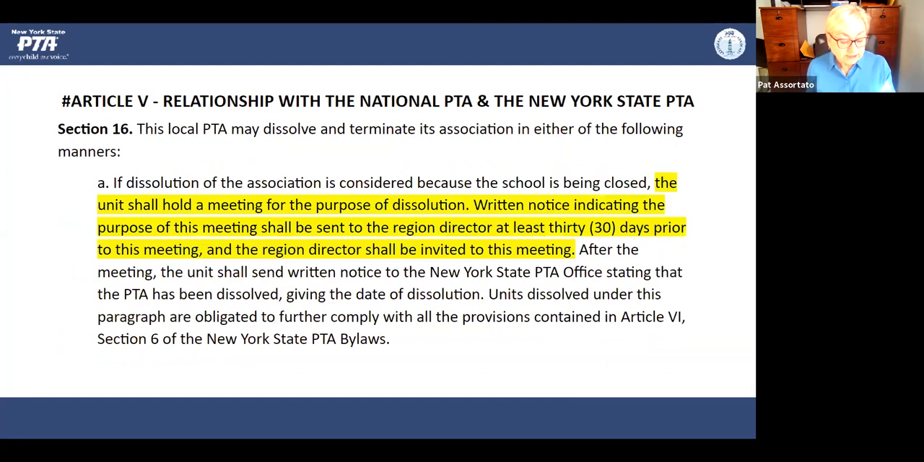Article 5, Section 16 describes the conditions and circumstances for dissolution of a local PTA other than dissolution due to the withdrawal of charter as described previously. The first situation would be if a school is being closed. Just because the school is closing does not mean the PTA is automatically dissolved. A dissolution meeting must still be held, and the region director must be notified and invited to the meeting. These are steps that are often overlooked by units in this circumstance.